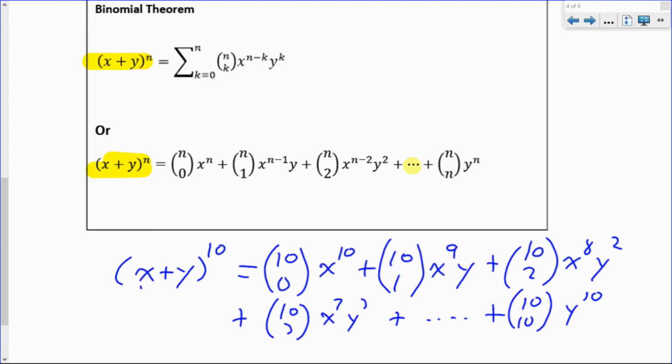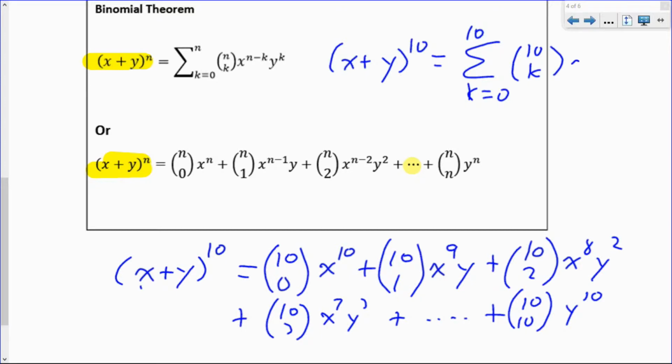So you don't need the dot, dot, dot anymore. So if I did x plus y to the power of 10, I could then say that's the same as the sum of k equals 0 to 10 of 10 choose k, x to the power of 10 minus k times y to the power of k. So I plug in, or I start by plugging in, k equals 0, and I get this first term down here. Then I plug in k equals 1, and I get this next term down here. Then k equals 2, I get the third term, and so on.